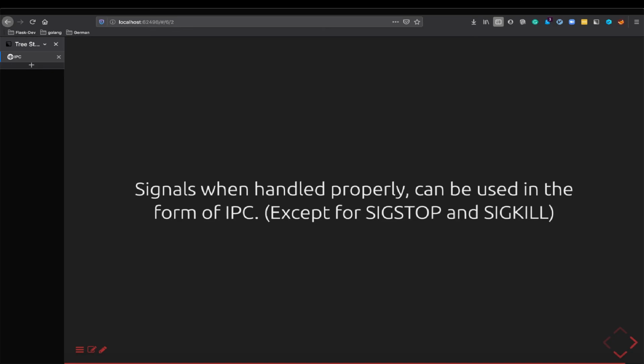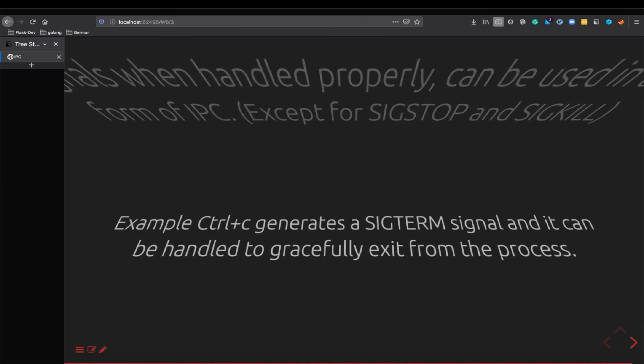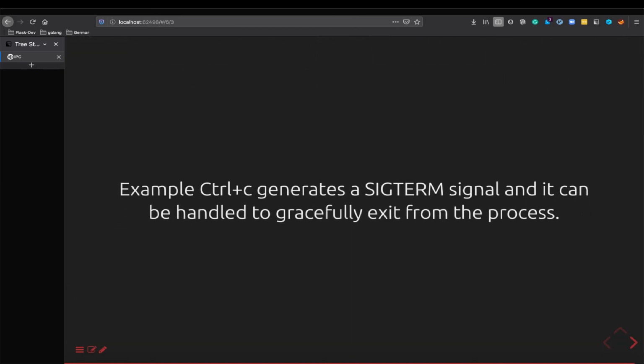Now here there are two signals which cannot really be handled. One is SIGSTOP and one is SIGKILL. SIGSTOP is basically going to pause the process which is being executed. And SIGKILL is basically when you issue a kill command to the process. The process is going to get terminated by the kernel no matter what you do. However, there are other types of signals.